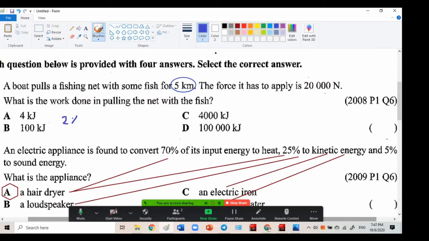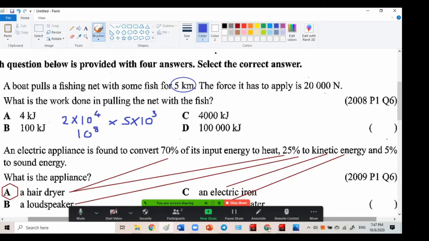2 times 10, I use indices for you, easier. 2 times 10 to the power of 4, times 5 times 10 to the power of 3. So the answer is 10 to the power what? 8, right? Is it 8? Yeah, 8, isn't it?